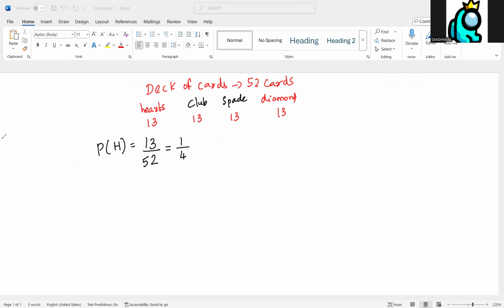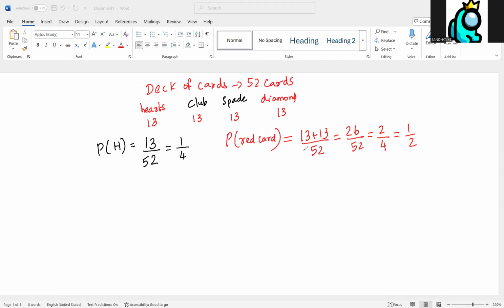If the same question is asking the probability of getting a red card, how many red cards do we have? We have 13 plus 13, 26 red cards, right? So 13 plus 13 divided by 52, so that is 26 divided by 52. Both of them are divisible by 13, so I will get 2 by 4, because 26 divided by 13 is 2, 52 divided by 13 is 4. Again it is divisible by 2, so you will get 1 by 2. So 1 by 2 is the probability of getting a red card.